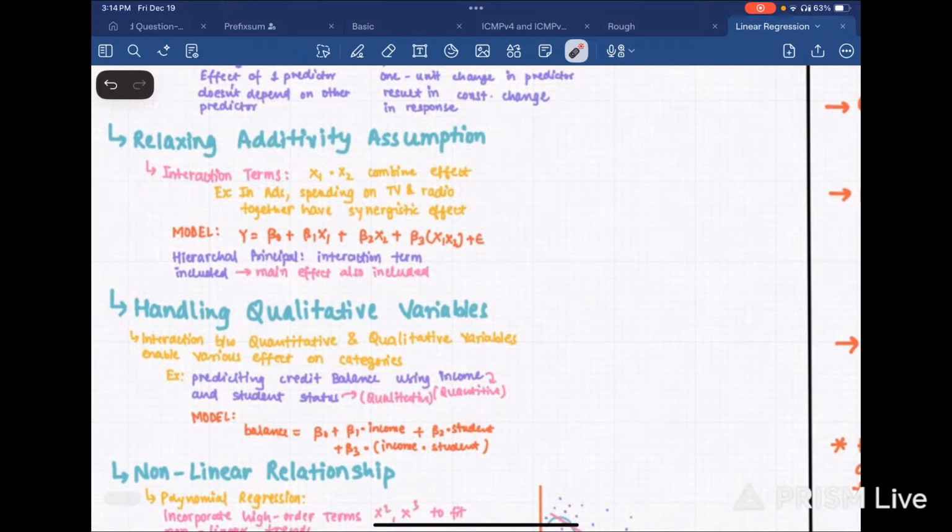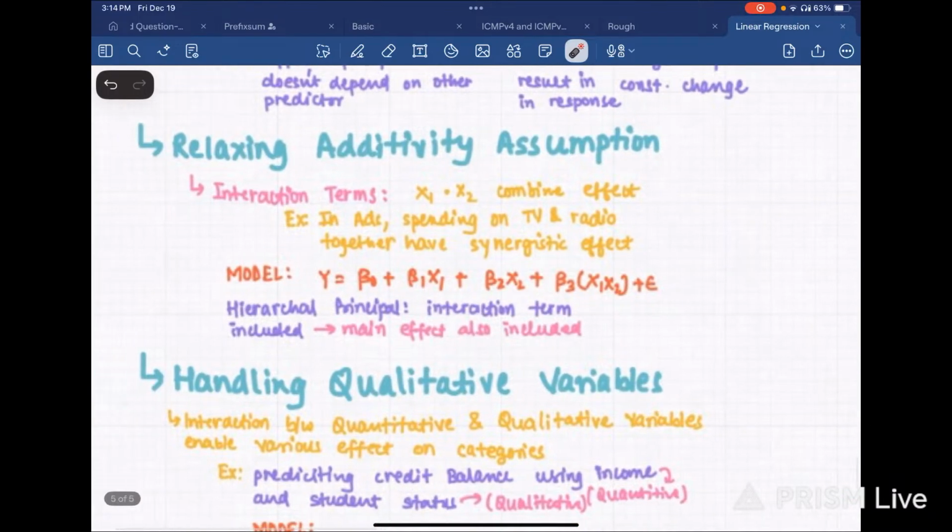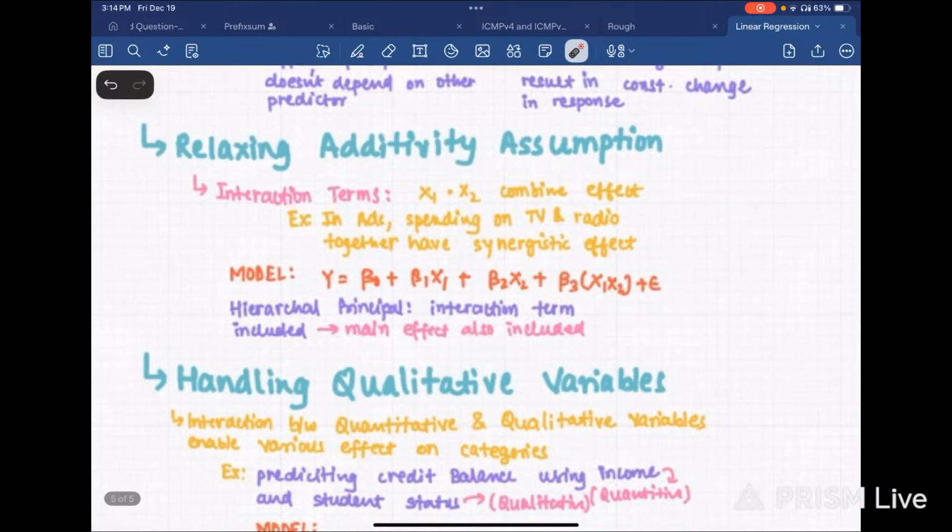Next is relaxing the additive assumption. So we relax that additive assumption. What we can do is add an interaction term, x1 times x2, to combine these effects. For example, in ads, spending on TV and radio together have a synergistic effect. This synergistic effect means the effect we get from both together is greater. If TV is showing ads, it also affects the radio, and if radio is showing ads, it also affects the TV.